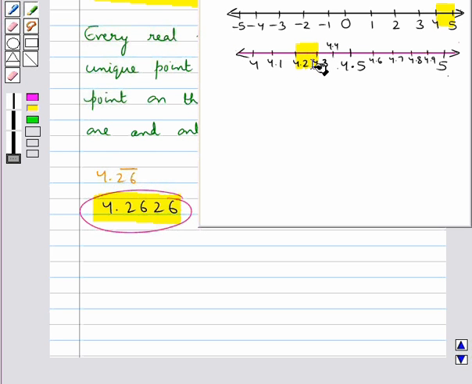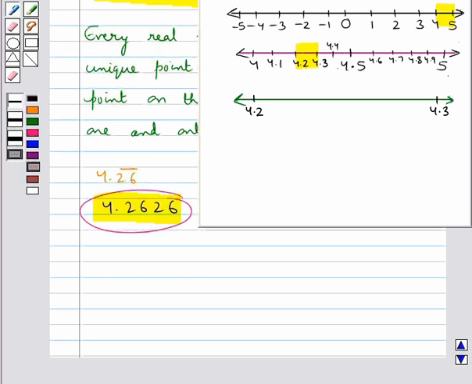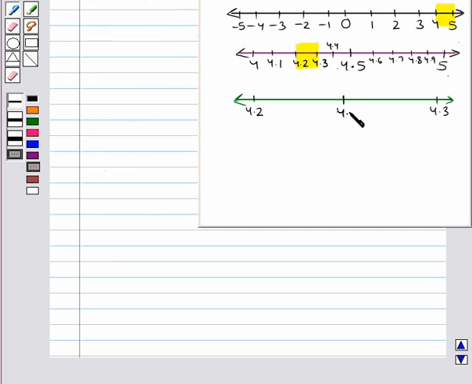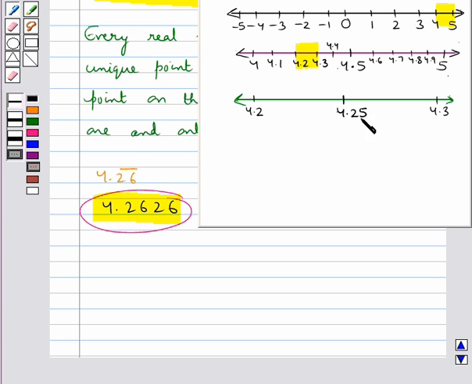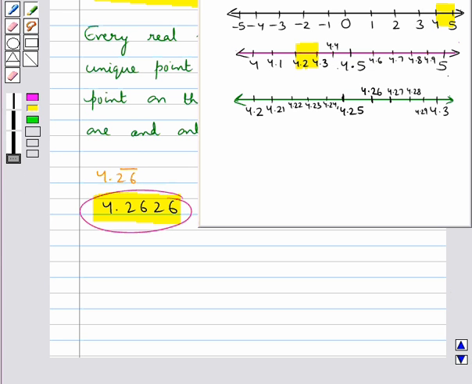Now, we will draw another number line which represents the region between 4.2 and 4.3, and we visualize this region. Again, we will divide this region into 10 equal parts. Now, this is the middle point, 4.25. Now, we have reached the location 4.26. Now, 4.2626 would lie in the region 4.26 to 4.27, that is this region.